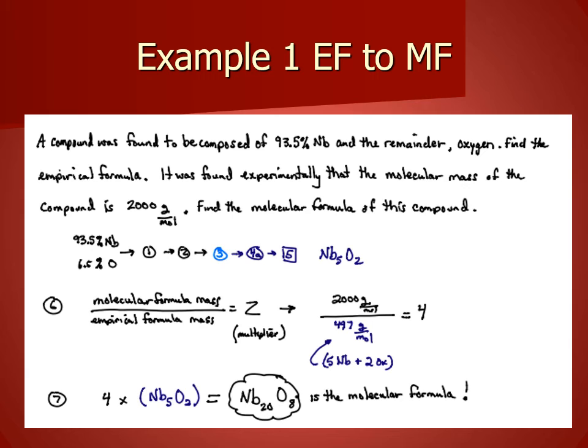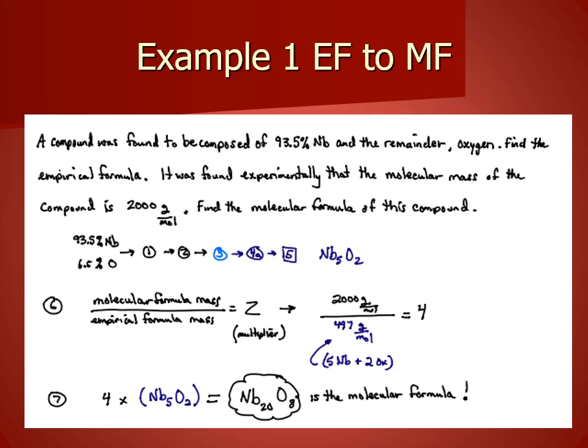Now, I don't have that, I've got to calculate it. So I've got to look up niobium, have 5 of them, look up oxygen, have 2 of them, add that together, and that's the empirical formula's mass. You divide these two, gives you a multiplier. Well, the math comes out to be 2,000 divided by 497, because when you add these 5 and 2 up, you get 497. 2,000 divided by almost 500 comes out close to 4. We're going to call it 4. That 4 is your multiplier, so I'm going to take the empirical formula and multiply it by 4.